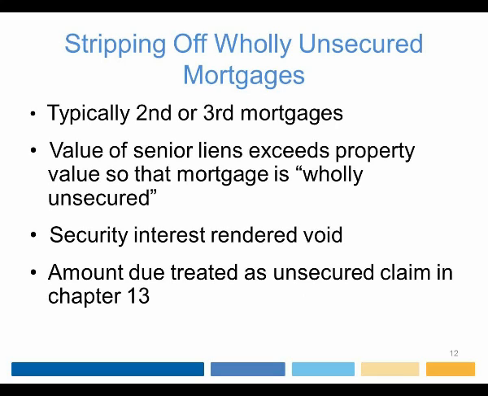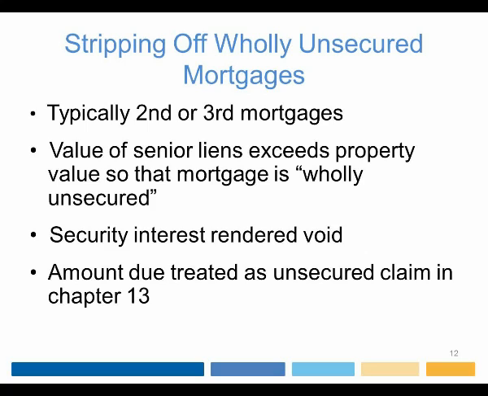And what does that mean? It typically applies to second or third, basically junior mortgages. The way you look at it is that if it is wholly unsecured, then at the end of the case, if the consumer completes their Chapter 13, they will be able to have an order from the court saying that that lien has been fully satisfied or released. It's not that you're using one of the lien avoidance provisions. You're just treating that debt for what it really is, an unsecured debt.